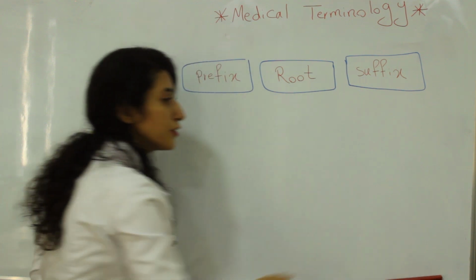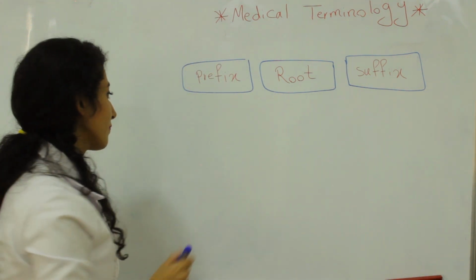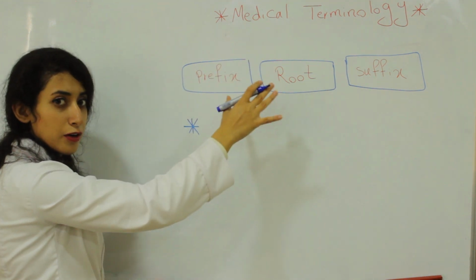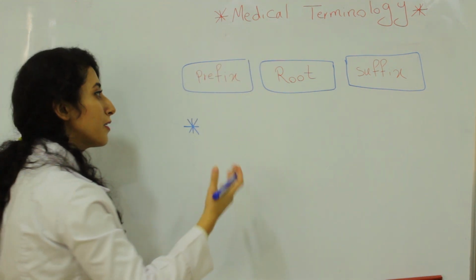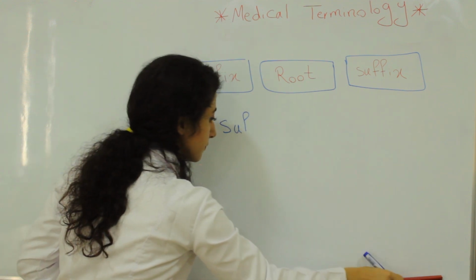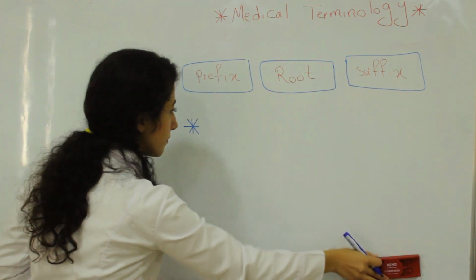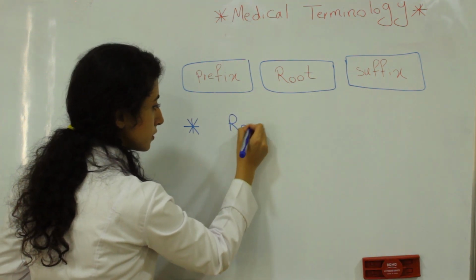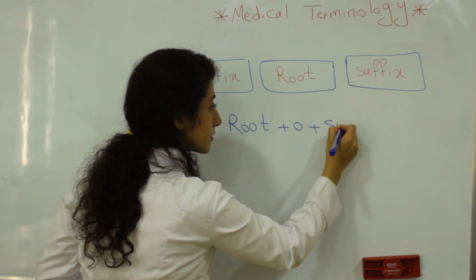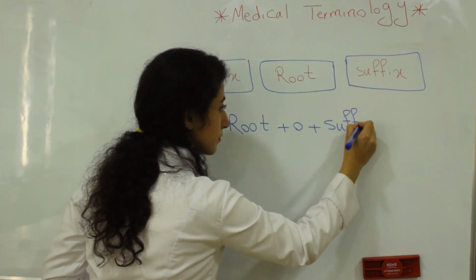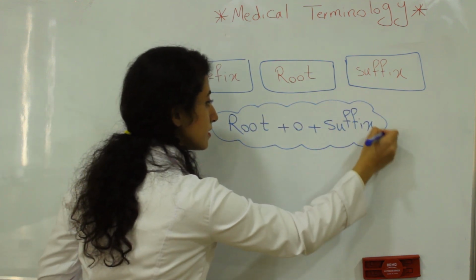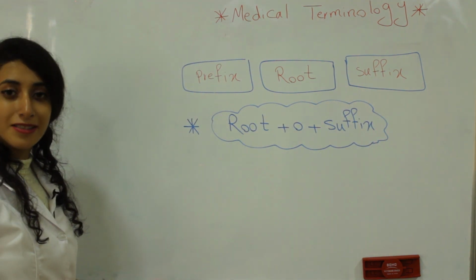First of all, I want to give you a formula. You see here, this is the general formula. Now I'm gonna talk about another formula: root plus O plus suffix. This is another formula that we're gonna discuss.